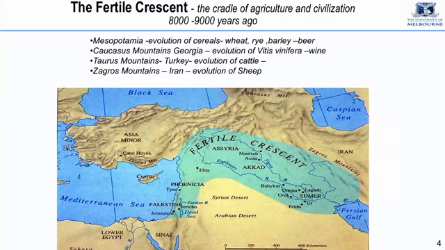So where did it all begin? Arguably, one of the main areas that it began in was an area called the Fertile Crescent in what is today's Middle East. Think of Iran, think of Syria here, think of Iraq in here, think of course Lebanon and Israel in here, and Turkey up here, and the old Republic, now the Independent Republic of Georgia, up here. And why did it all start there?